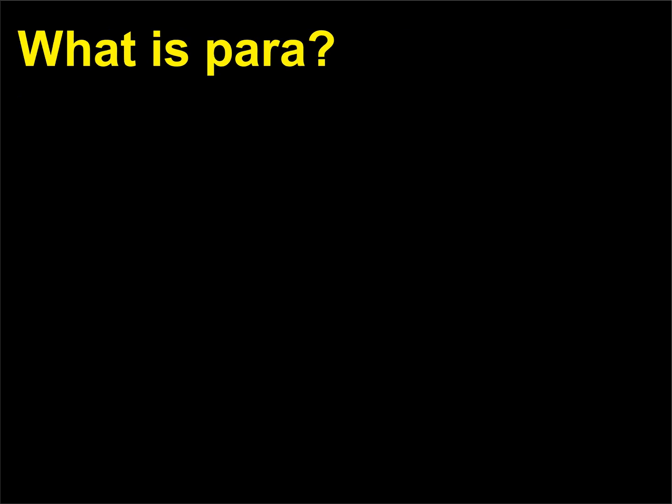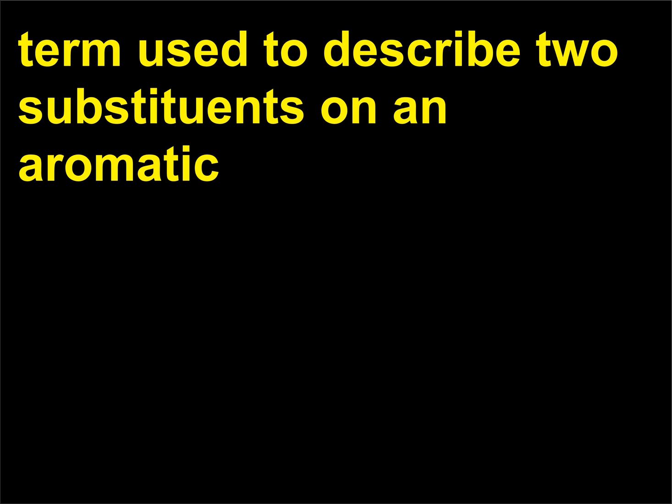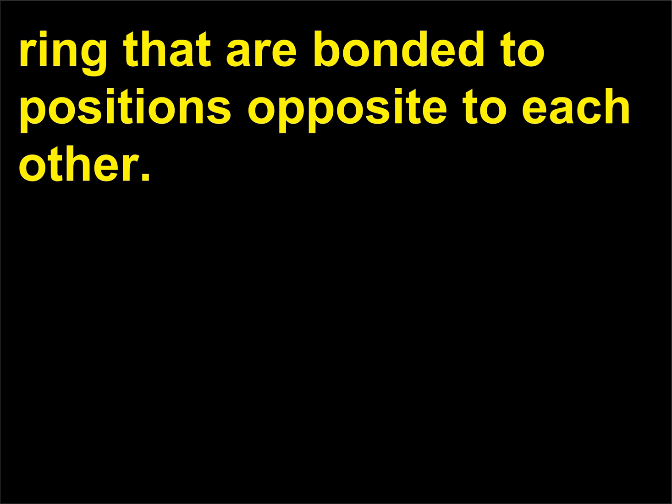What is para? Term used to describe two substituents on an aromatic ring that are bonded to positions opposite to each other.